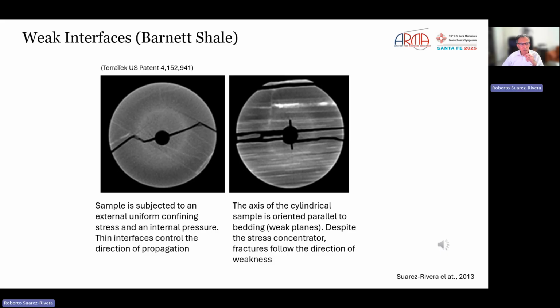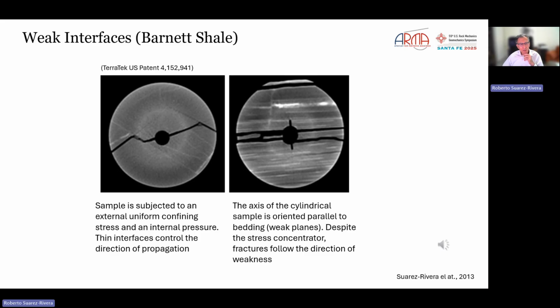And all that was promoted by these very thin interfaces that at the time I didn't think were of any relevance. In fact, I remember thinking that this was a perfectly homogeneous sample. And yet, what is imperceptible created a big change in the orientation of fracture propagation. Obviously, the stress is uniform. It's applied radially, so the stress doesn't have much role in the orientation of the fracture, but the interfaces and their properties really control how the fractures go.